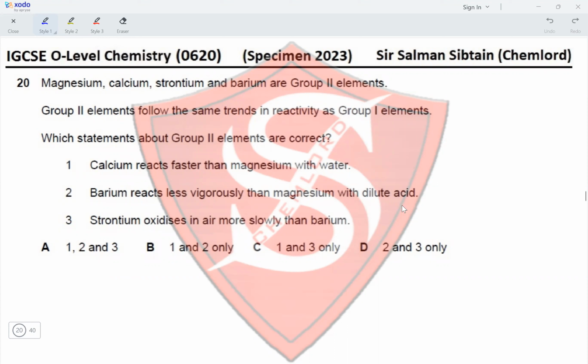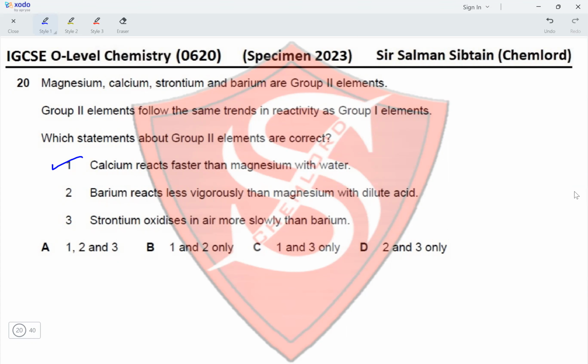Question 20. Magnesium, calcium, strontium, and barium are group 2 elements. Group 2 elements follow the same trends in reactivity as group 1 elements. Which statements about group 2 elements are correct? Calcium reacts faster than magnesium with water. Yes, calcium is below magnesium, so its reactivity would be greater because the reactivity of group 1 metals increases down the group, so the reactivity of group 2 metals will also increase down the group. So statement 1 is correct.